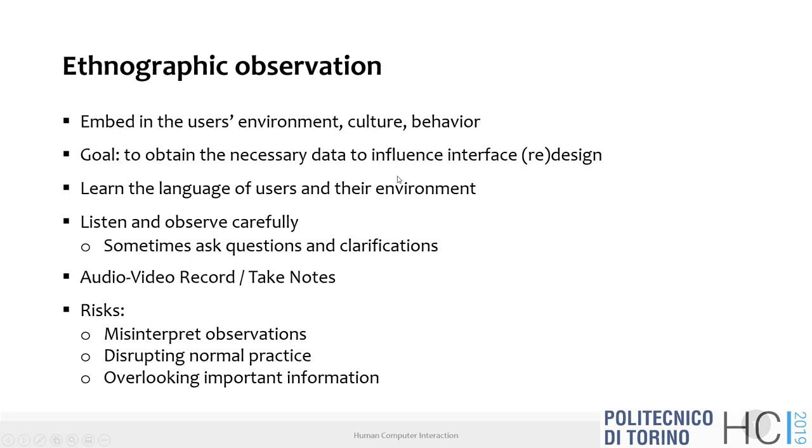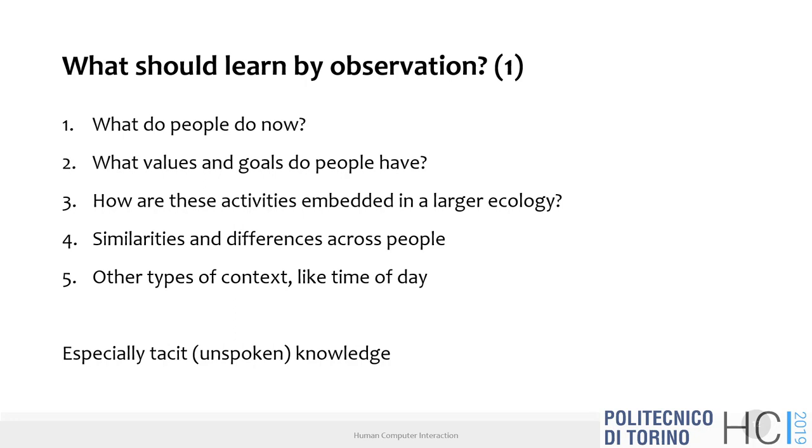Of course, the risks are that you observe something and you interpret it in a wrong way because you're applying your own mental model and not their mental model to understand why they're doing some actions. You are disrupting their normal practice because in a way you are there, and so they are not behaving exactly as they would if you weren't there. And this may lead to some important information not being found. So there's a risk.